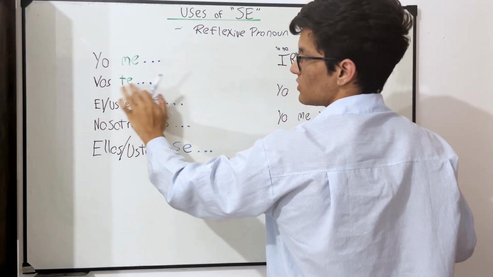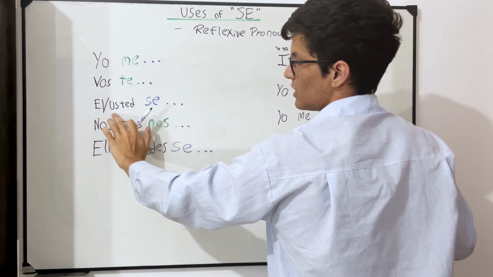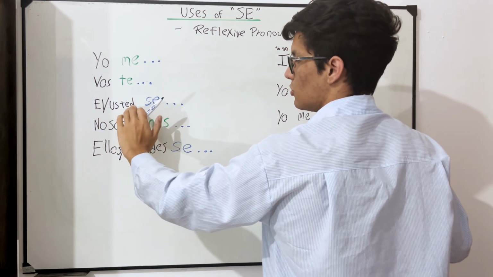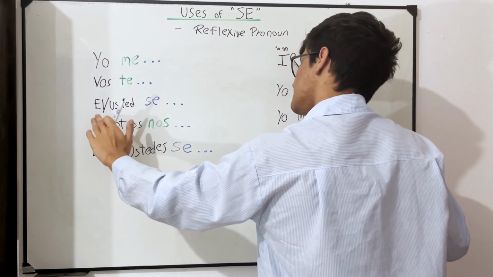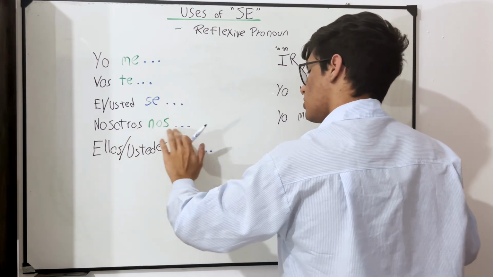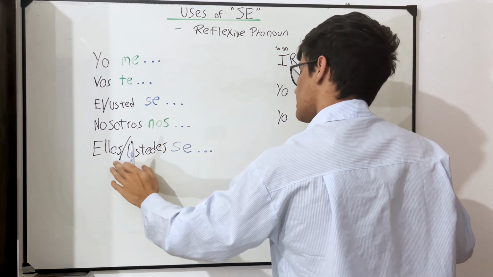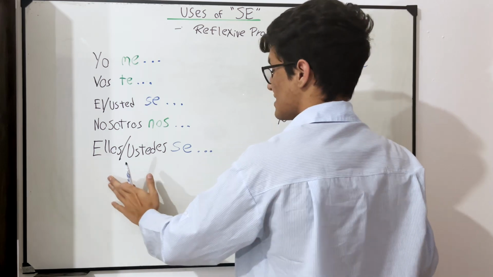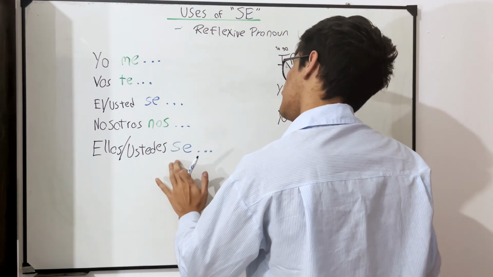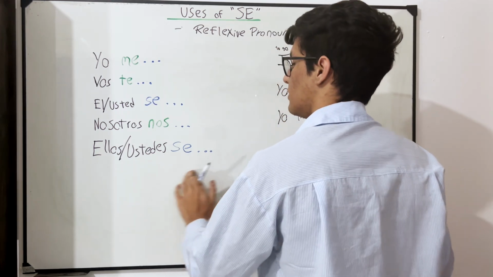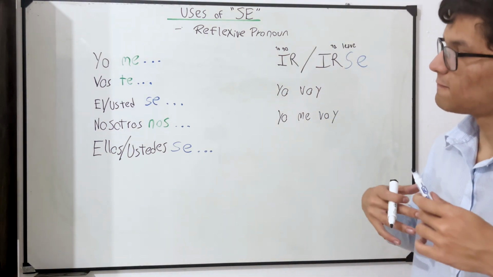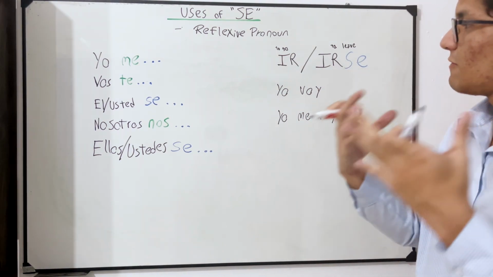You leave, vos te vas. Él, ella, usted, he, she, or you formal leave, you would say él, ella, usted se va. Nosotros nos vamos, we leave. Ellos, ellas, ustedes se van. Ellos, ellas, they, and ustedes, you all, se van, leave. Okay? So that's the way we make it for all of these types of reflexive verbs.